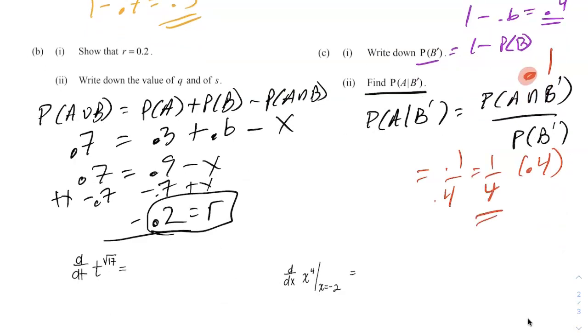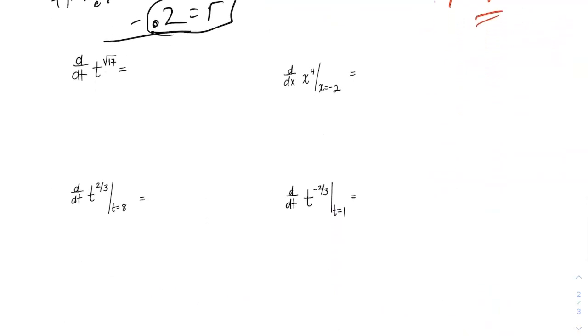Okay, let's move on to the final problems here. Next one, we're going to take a derivative of t to the radical 17. I know radical 17 looks scary, but you just do it the same way you do everything else. It's a number, so we're going to bring it down, subtract 1 off. So radical 17 t to the radical 17 minus 1. That's all I could do, because I don't know what the radical 17 is. It's like 4 point something minus 1.